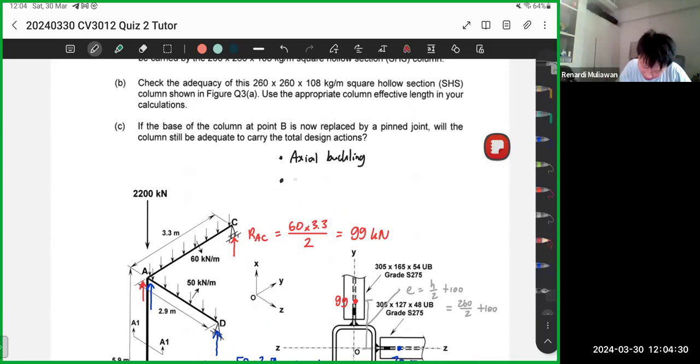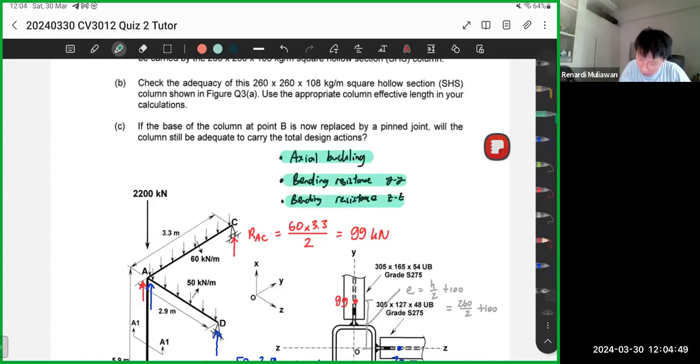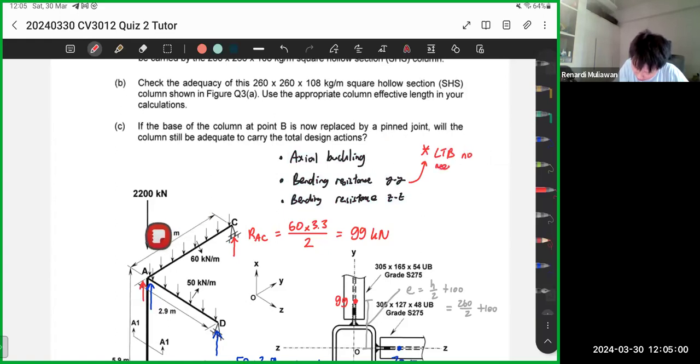So you need to check the bending resistance of YY and ZZ. So this one saves time actually. So these are the three checks you need to do for hollow sections. I'll just emphasize here. LTB, no need for hollow sections. You just need to check according to their bending moment resistance.